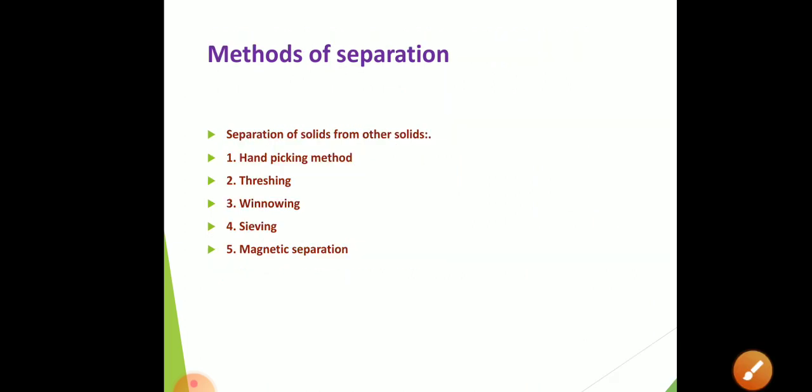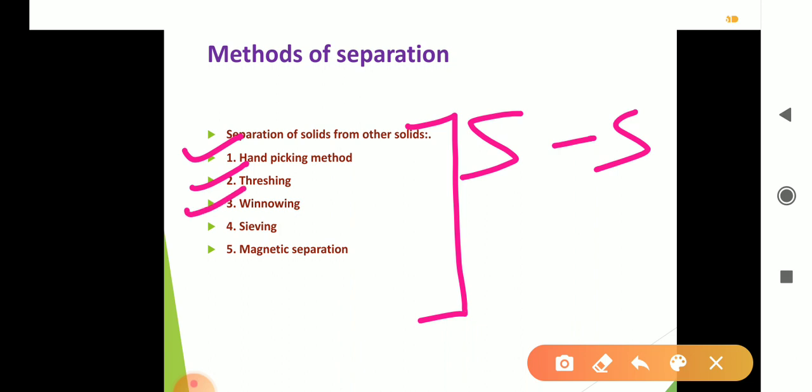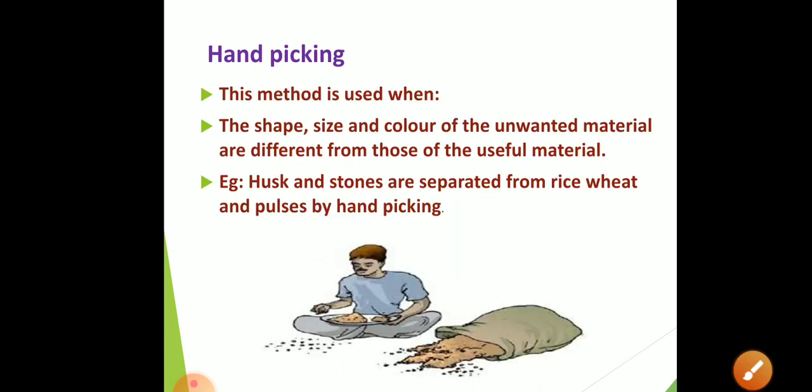Okay, now next is methods of separation. How many methods of separation are there? You can see there are five methods of separation. Actually, this is the separation of solids from solids. If it is a mixture of solid things, then we can separate it by these methods. The first method is hand picking, second is threshing, then winnowing, then sieving, and the fifth one is magnetic separation, right? Then we will discuss them one by one.